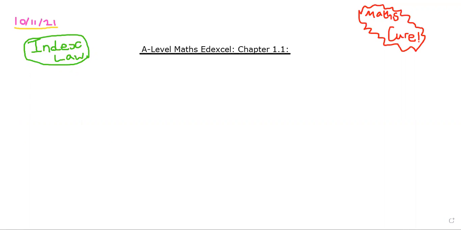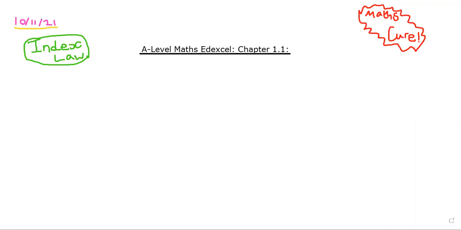So what I'm going to start looking at now is some A-level maths videos. We'll be going through the Edexcel topics, starting at the start of the book and going through them. Today we're going to look at chapter 1, lesson 1, which is called index laws. So let's have a look at some index laws then.